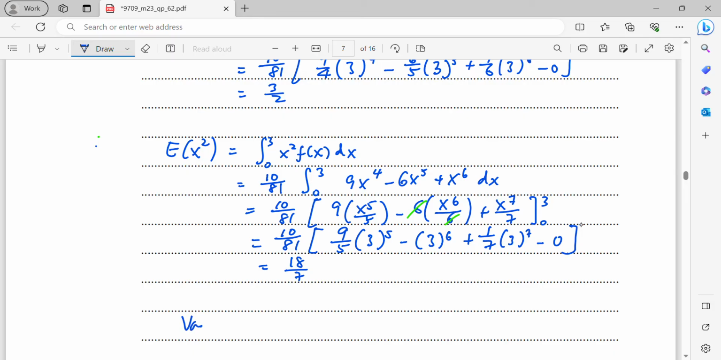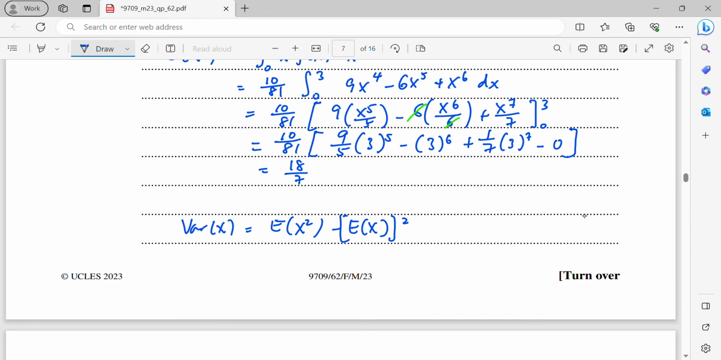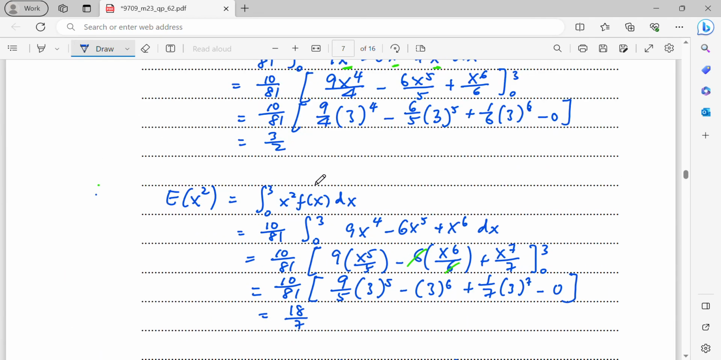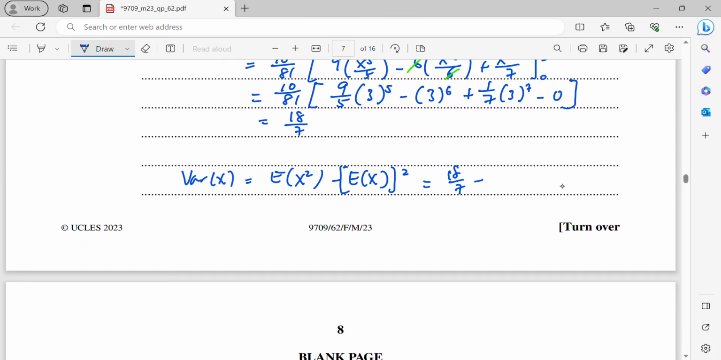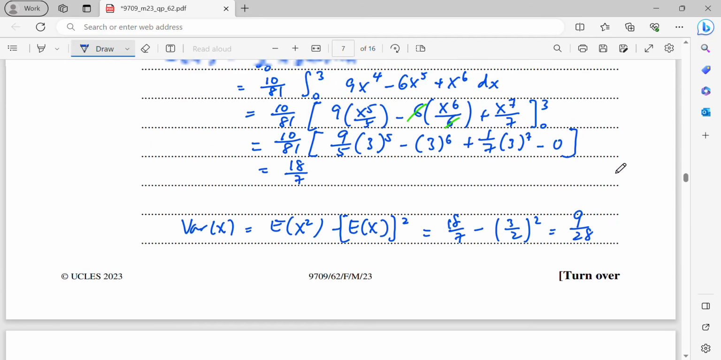Okay, so at last, my variance of X is going to be E(X squared) minus the square of the E(X). Then now just replace the values. So E(X squared) is 18 over 7. The E(X) is going to be 3 over 2. Then you square it and you will be getting 9 over 28. So that is the variance.